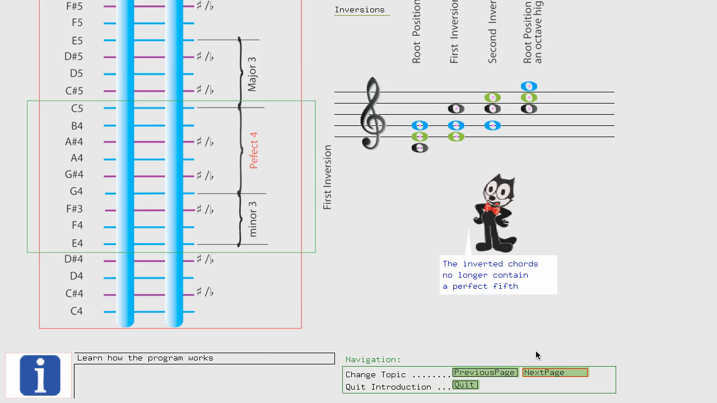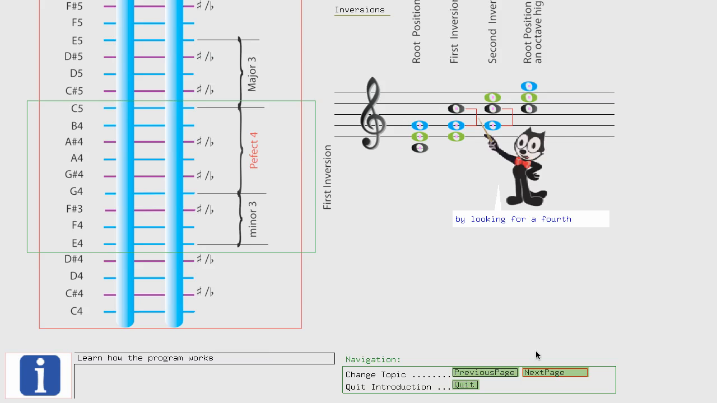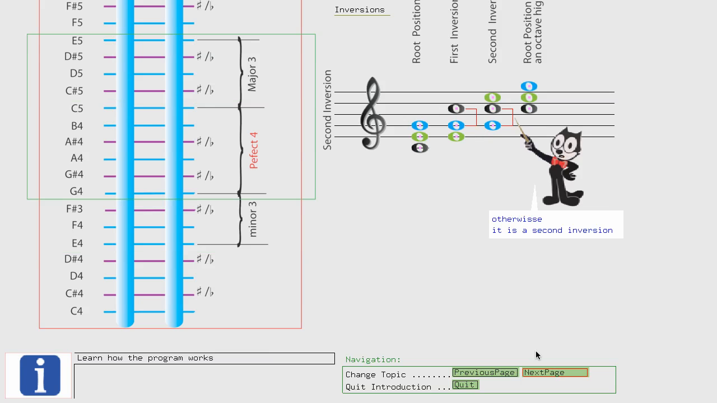The inverted chords no longer contain a perfect fifth. The inversion leads to a perfect fourth. We can recognize that a triad is an inversion by looking for a fourth. If the triad contains a fourth, then it is an inverted triad. If the fourth is at the higher part, we have a triad in its first inversion. Otherwise, it is a second inversion.